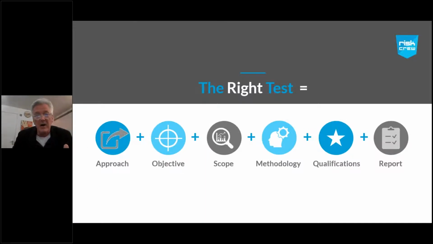When I hear my clients want the right test, I know that they're thinking about a specific approach, an objective to that test, a scope in that test, a methodology, and they should be concerned with the qualifications of both the company and the testers themselves to get the report, right? To get the right report, you want to make sure that all 6 of these elements are lined up.